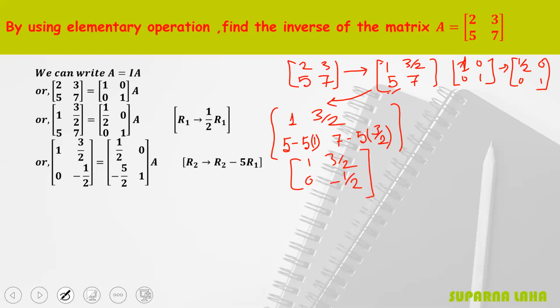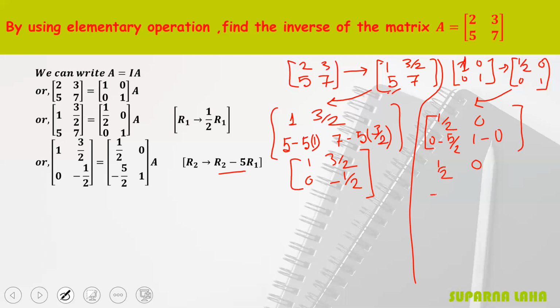Same operation applies here in this matrix. You will find that the first row will remain unchanged. Apply this operation on the second row: 0 minus 5 into half, that is minus 5 by 2, and 1 minus 5 into 0, or we can write 0. So that will be half, 0, minus 5 upon 2, and 1, that is 0, 1.